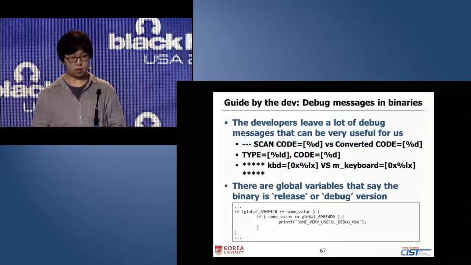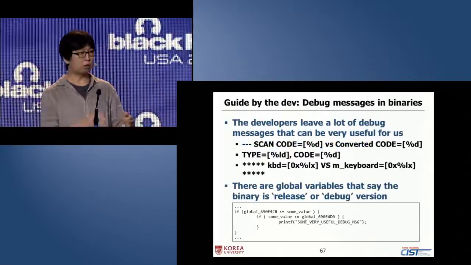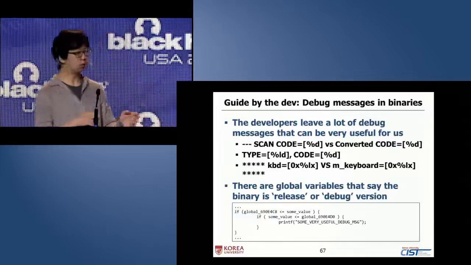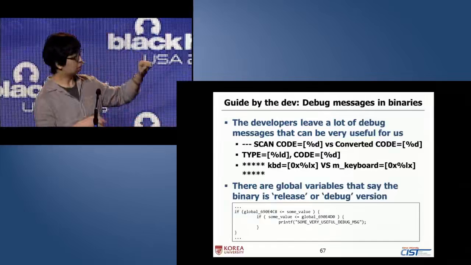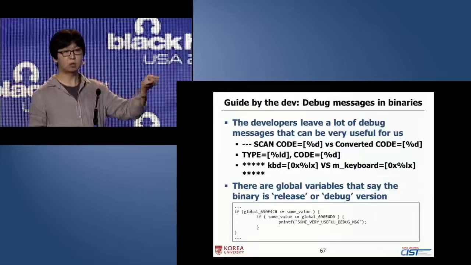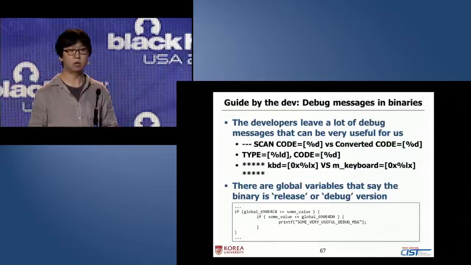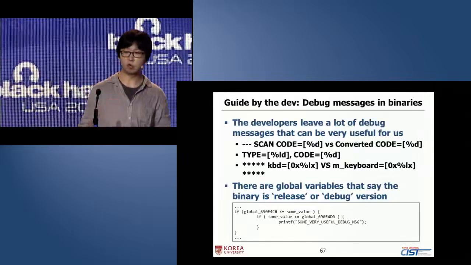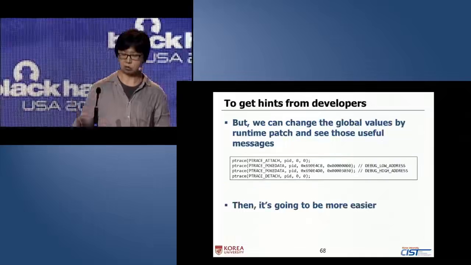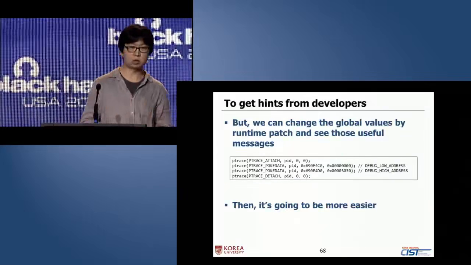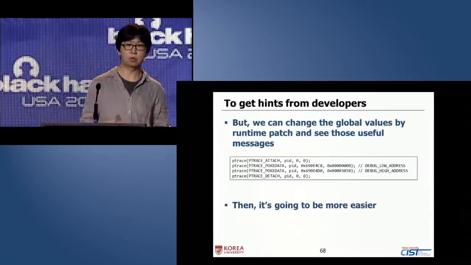One tip is that in the binary, they are checking some global variables. If it's a debug version, it prints some useful messages. If you see them, the reverse engineering job would be much easier. Basically, our binary is a release version, so you cannot see those useful messages, but you could do runtime patching this way, using the ptrace syscall. After this, you would see all the useful messages from the smart TV box.